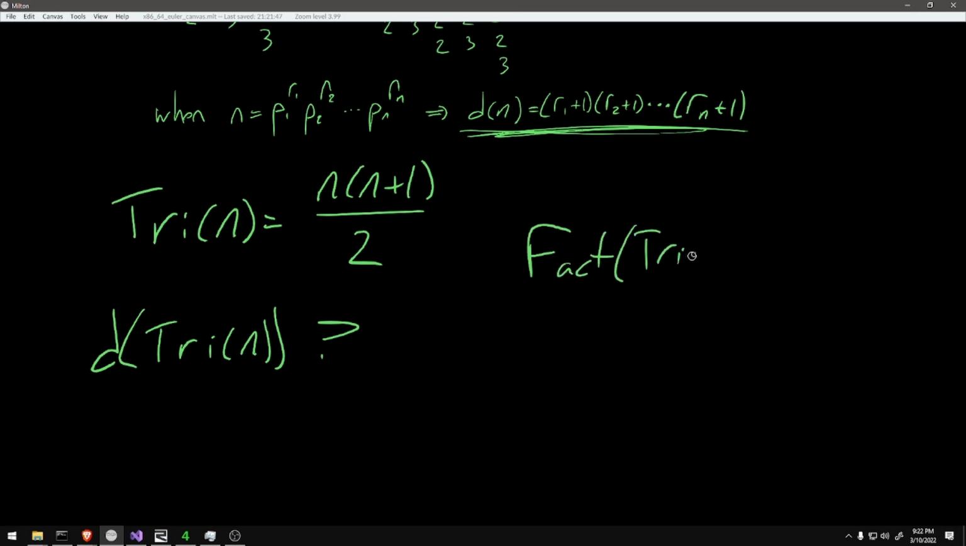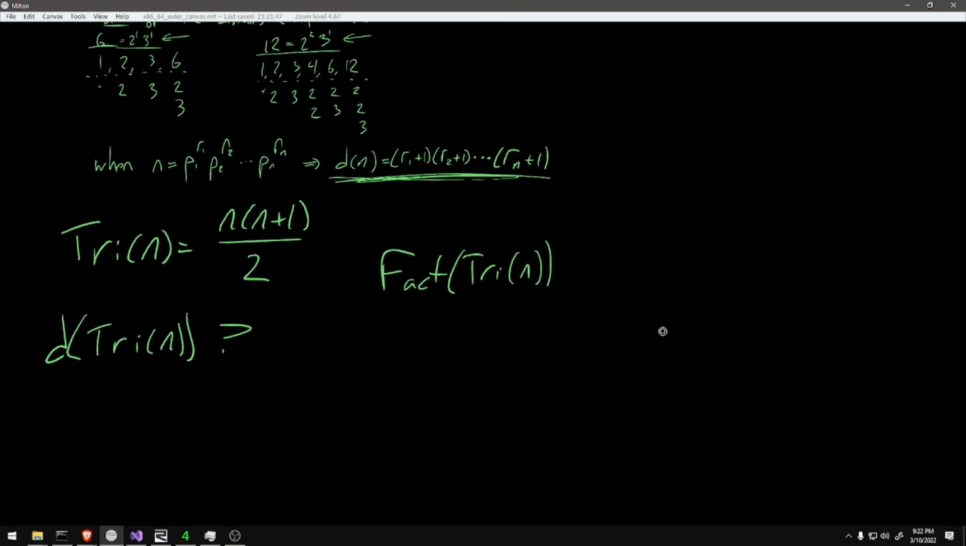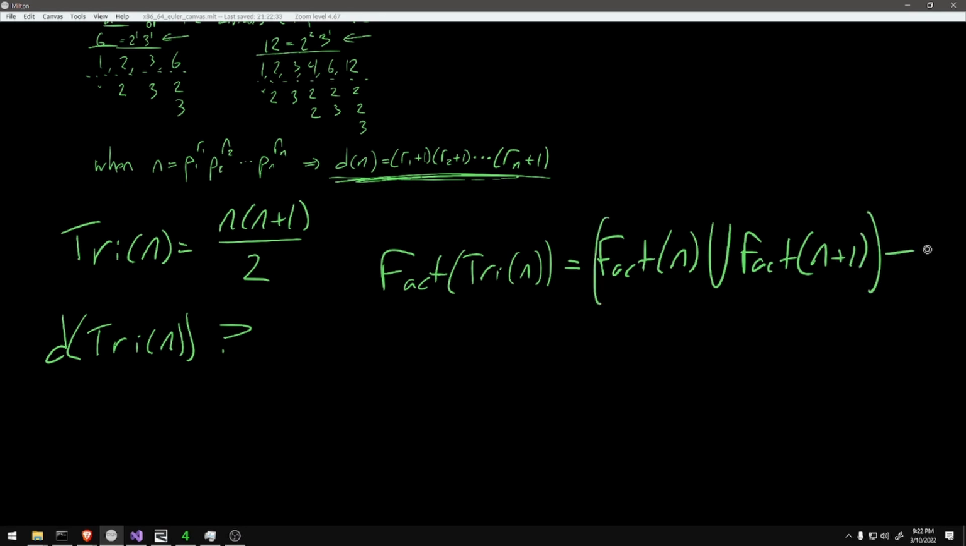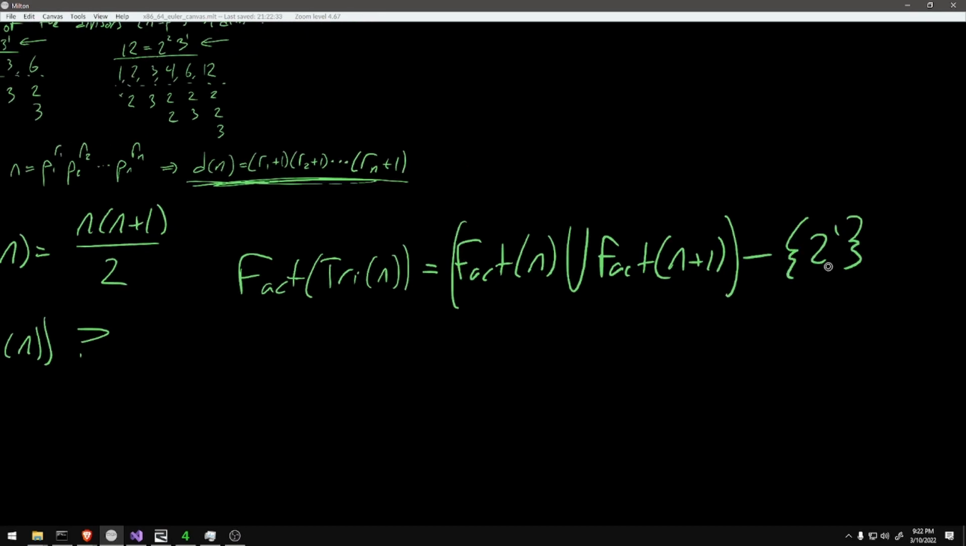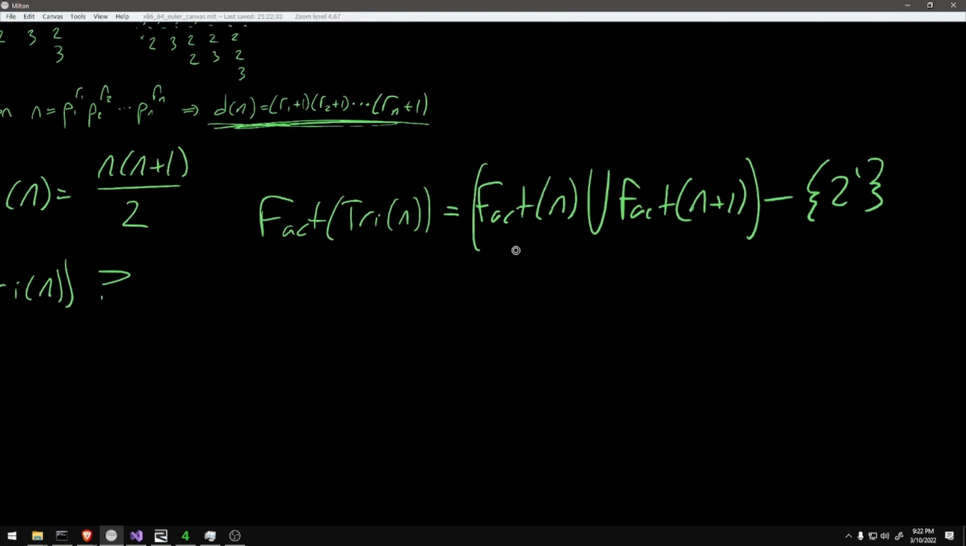And so if 2 separate numbers are multiplied together to create an input to that d function, and those 2 input numbers happen to have no prime factors in common, then we could just multiply the separate computation of d of n and d of n plus 1, or whatever the 2 sources are. In the case of the triangle numbers, it's d of n and d of n plus 1. So that gives us a way to do less total compute, because we're not going to have to factorize the triangle numbers, we're going to factorize n and n plus 1.